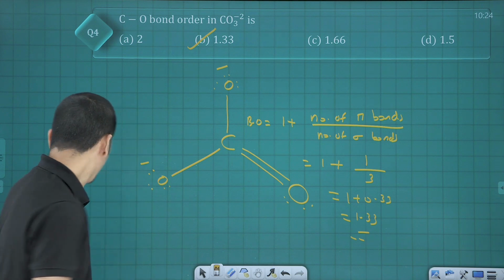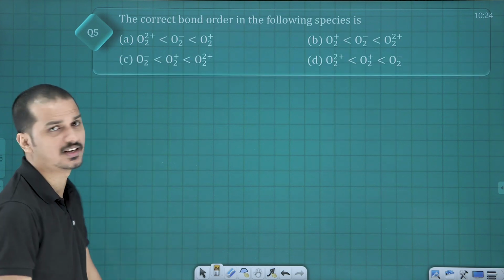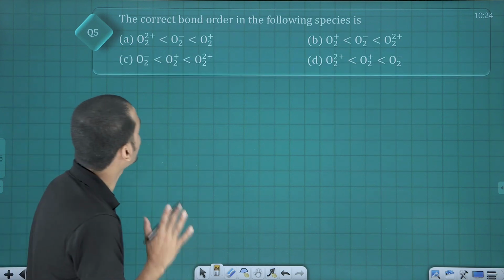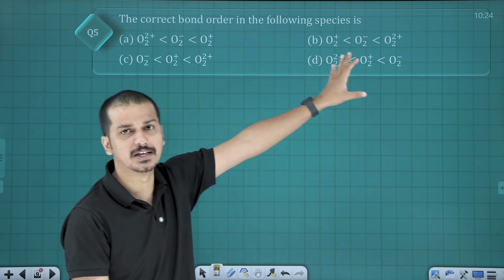Ready guys? Yeah. We can move to the next question. What about the next question? The correct bond order in the following species is.